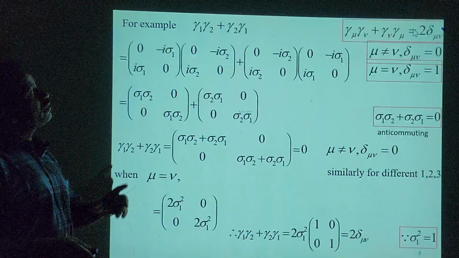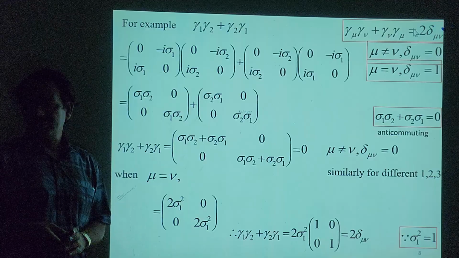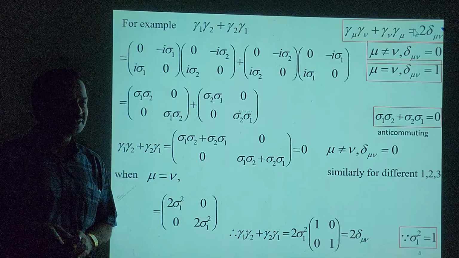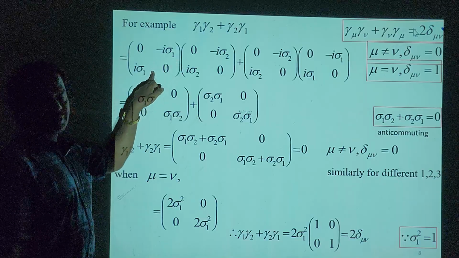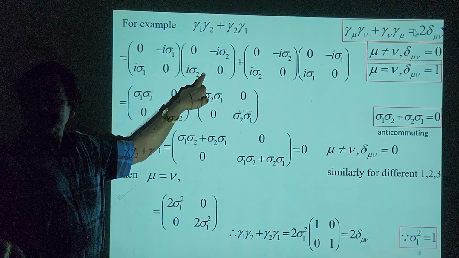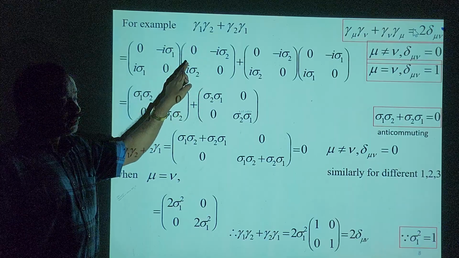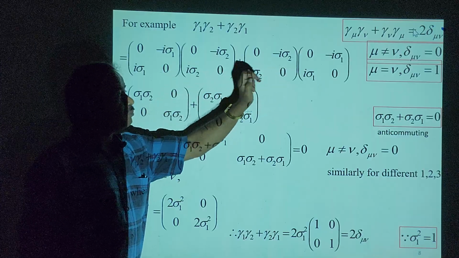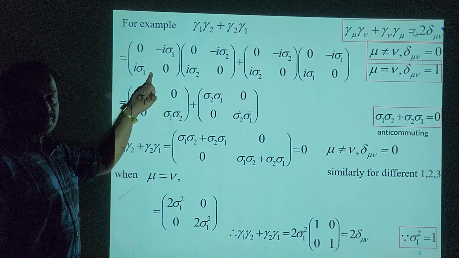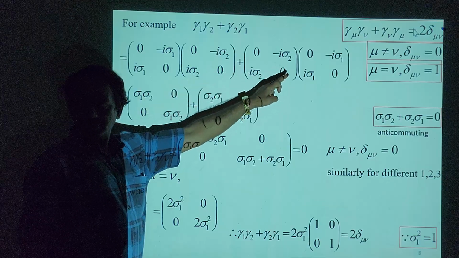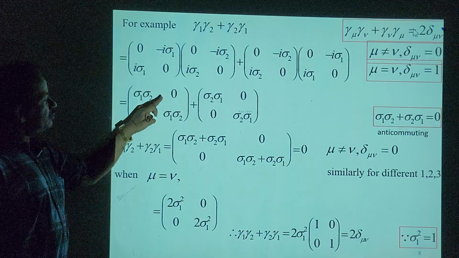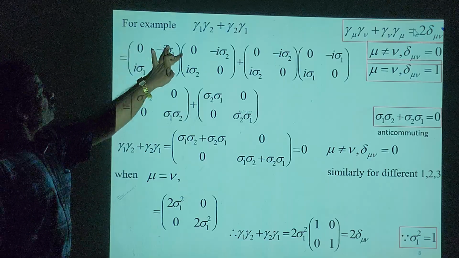Now, for example, we will check whether gamma 1, gamma 2 plus gamma 2, gamma 1 is equal to 0 or not. This is the expression for gamma 1, which is connected with sigma 1. This is for gamma 2, which is connected with sigma 2. So gamma 1, gamma 2 plus gamma 2, gamma 1, AB plus BA, anti-commuting. If I do the matrix multiplication, that will give the answer as sigma 1, sigma 2, 0, 0, sigma 1, sigma 2. Correct?